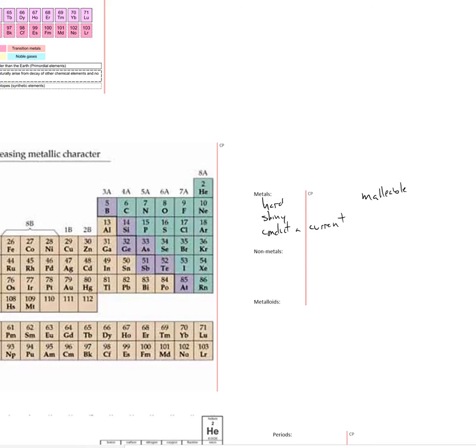That is to say, you can bend them or you can rearrange them. And many of them are ductile. That is to say, they can be drawn into a wire. Finally, metals tend to have a high melting point and a high boiling point.